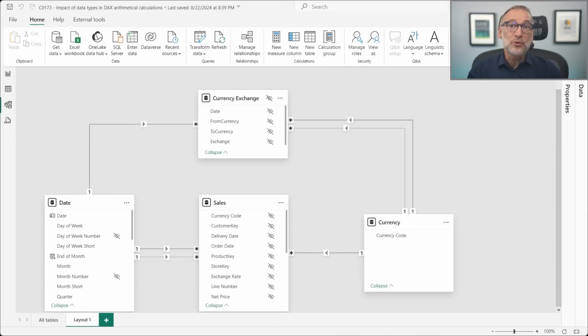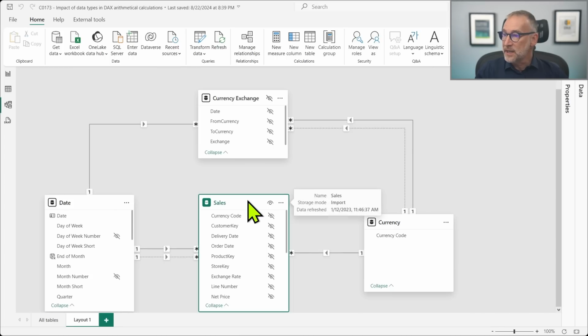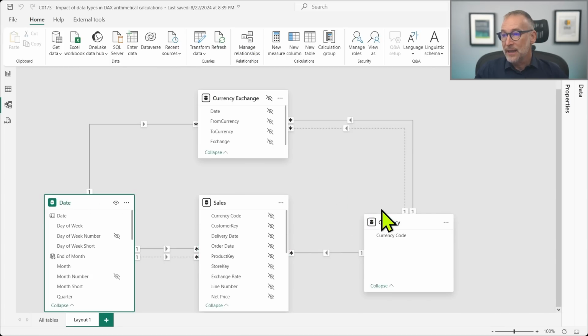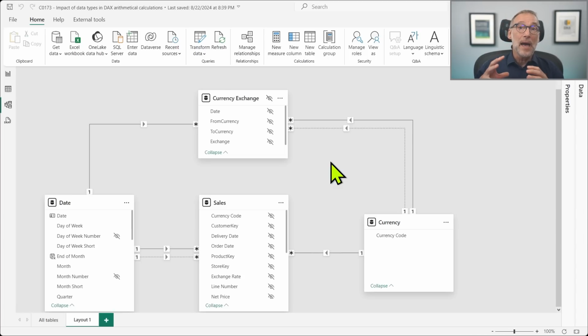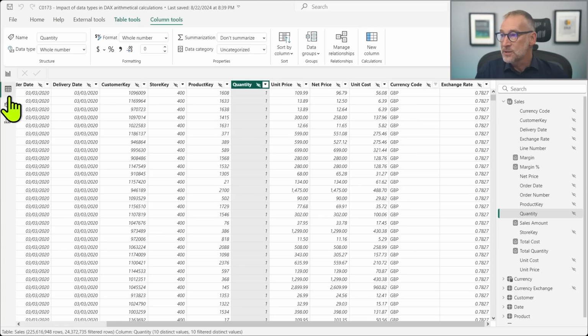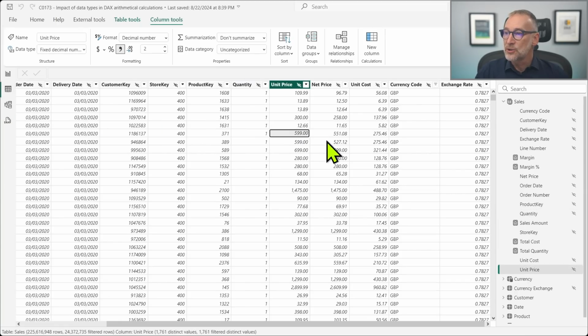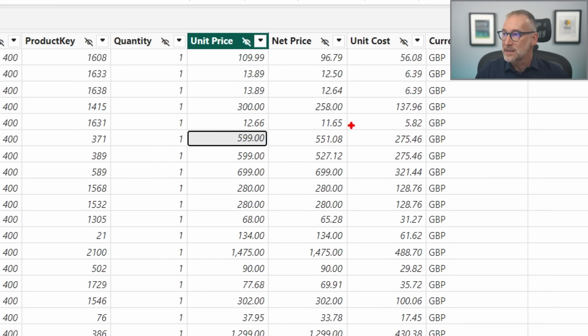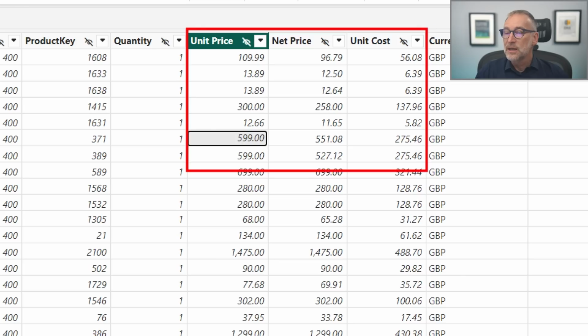I'm using our usual Contoso data model, and the topic is currency exchange. So we have sales, we have data, and currency, because sales happen with a specific currency. However, despite the currency we are using for the transaction, all the values in sales are stored as dollar values. So if you look at sales, we have unit price, net price, unit cost. These values are always in US dollars.